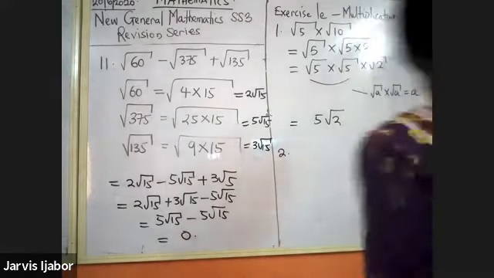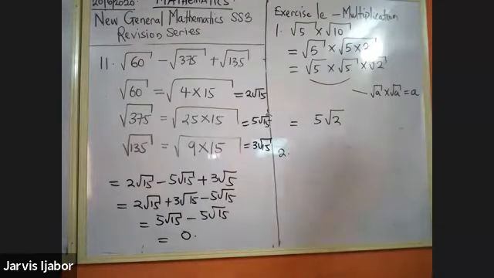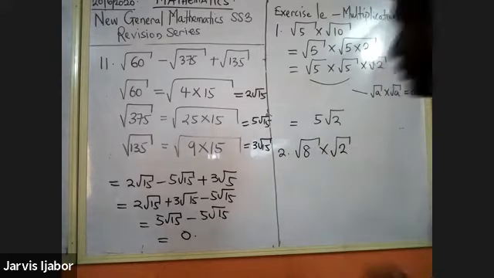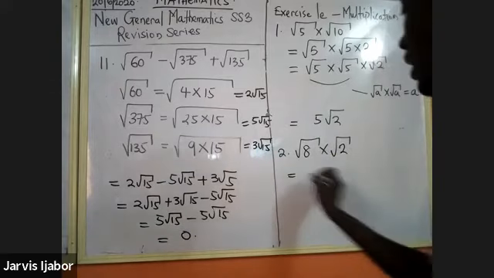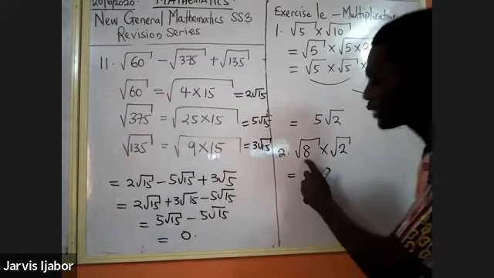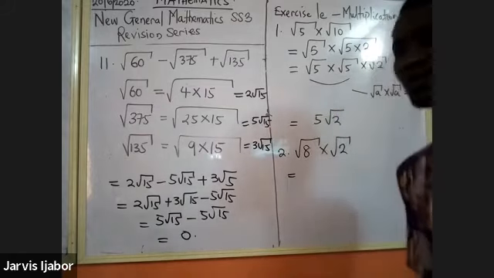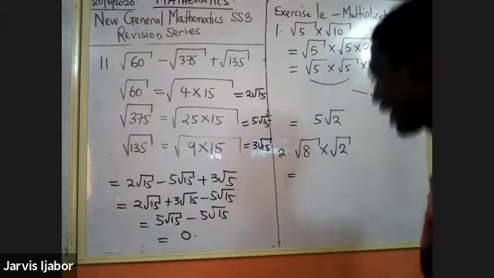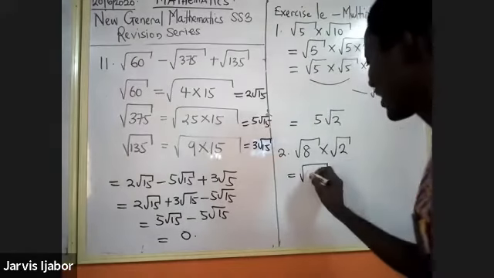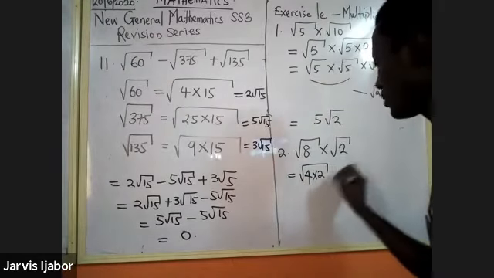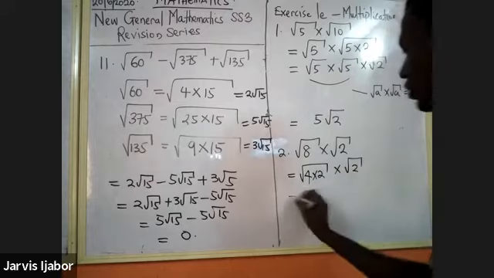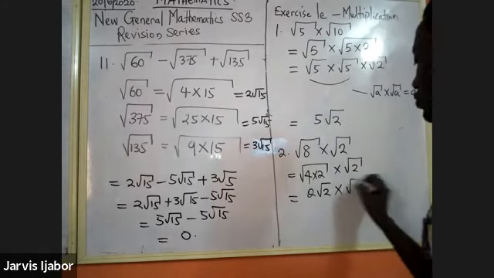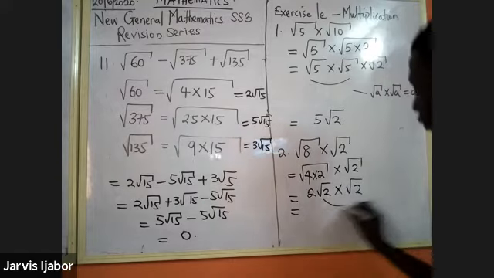I'll take another one quickly. You have the square root of 8 times the square root of 2. Now, look at this. Remember I told you that when you look at a surd, ask yourself, is there a perfect square? Now, in this number here, you discover this is square root of 4 times 2 times the square root of 2. So what is the square root of 4? It is 2 times root 2 times root 2.